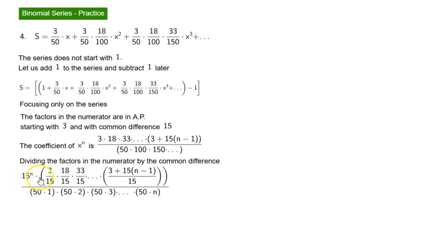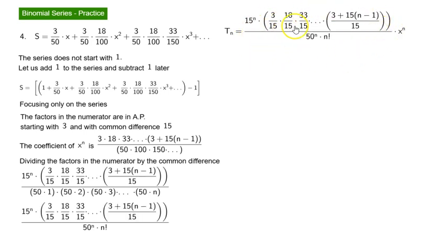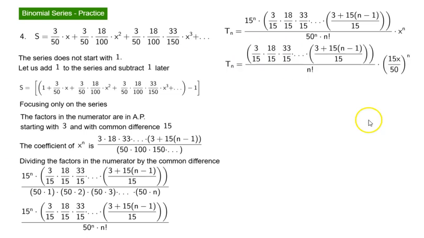We get 15 to the power of n times 3 by 15 times 18 by 15 times 33 by 15 and so on, times 3 plus 15 n minus 1 by 15, the whole thing divided by 50 to the power of n times n factorial. So we are trying to map it to the standard binomial form. So here 15 to the power of n we have, 50 to the power of n we have, we take it into x. We get 15x by 50 to the power of n.